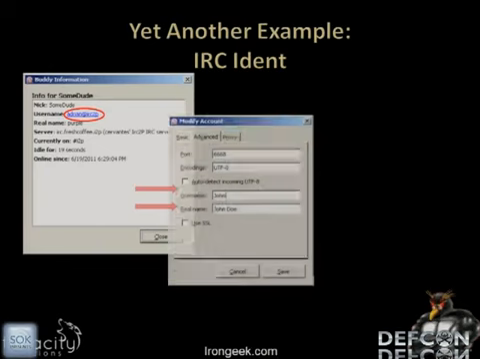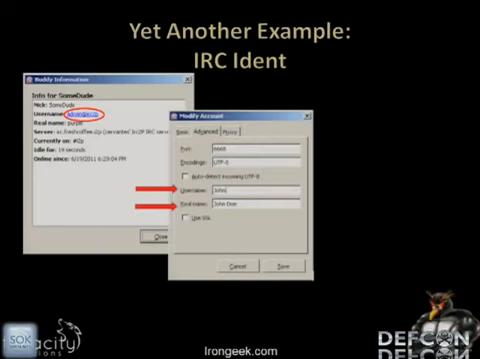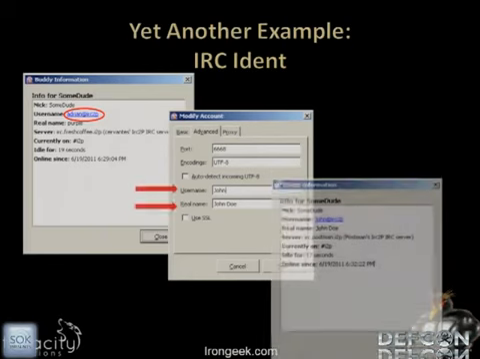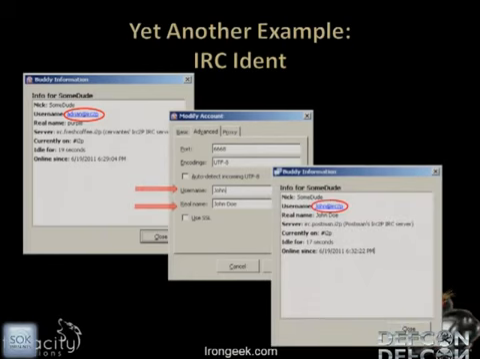Luckily, you can fix this, and this is going to vary from client to client. You can go in and set a username and real name, so you can put information that's not necessarily connected to you. Then when someone does a whois, it doesn't necessarily come up with the name that you logged into the box with. Probably a good call.